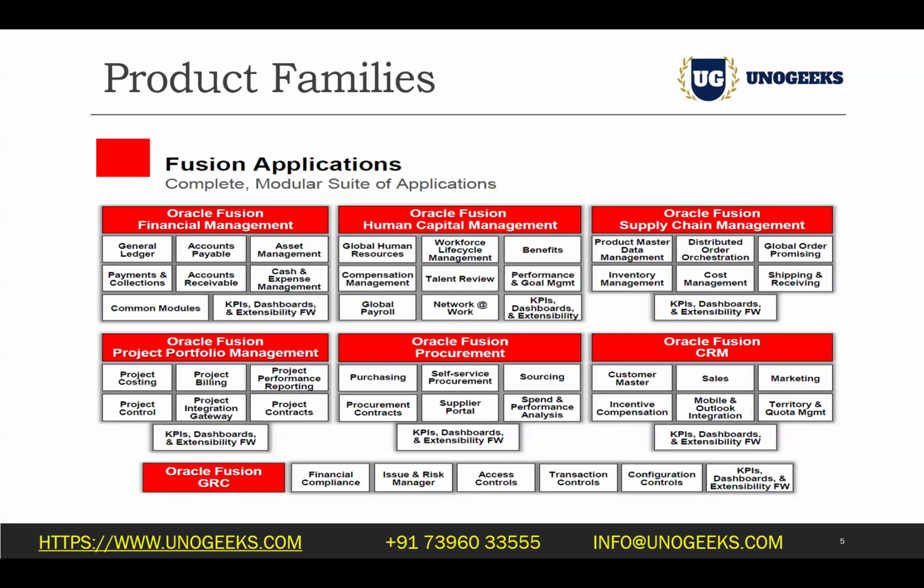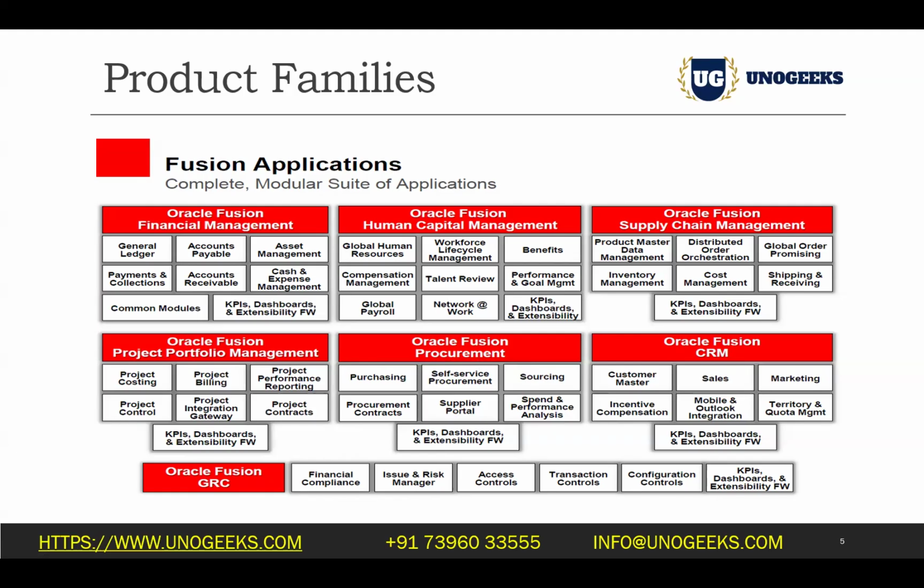So we have different product families over here, and these product families are basically integrated with each other. If I talk about the P2P cycle that I've explained earlier, suppose Maruti is procuring tires from a supplier, then in that case they will first raise a purchase order. They will raise that purchase order in this offering, Oracle Fusion Procurement. Once the purchase order is created, they will send that purchase order to the supplier.